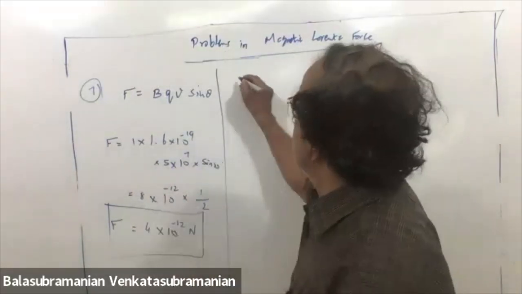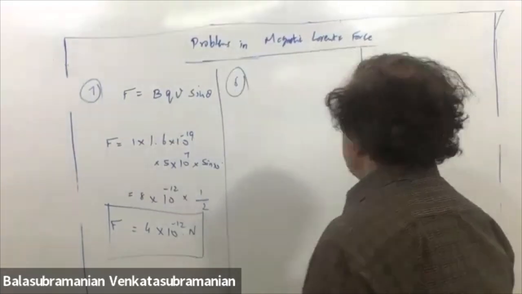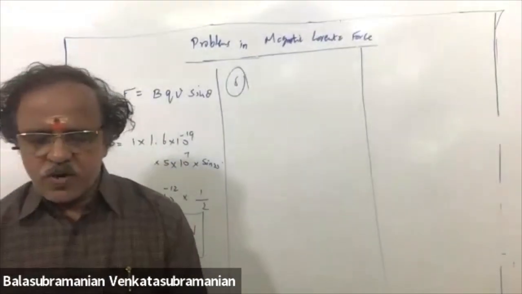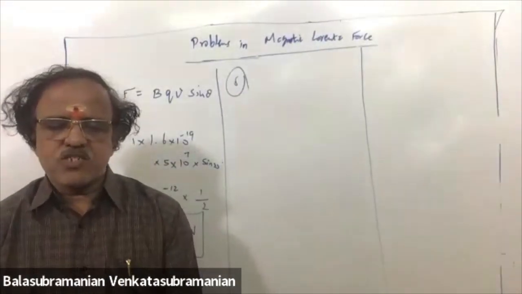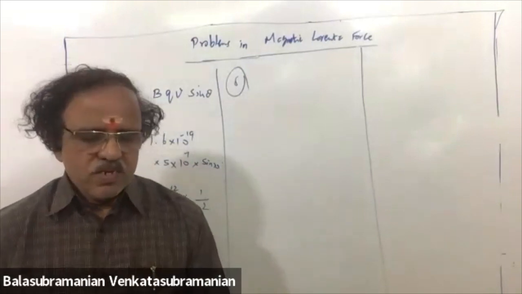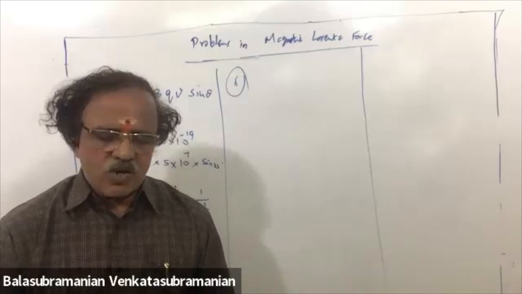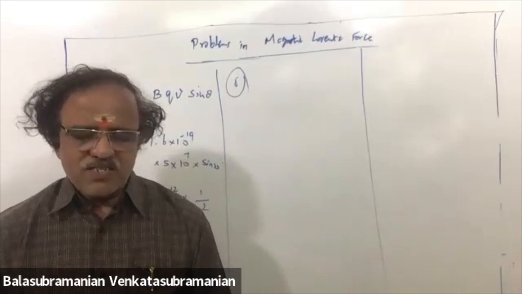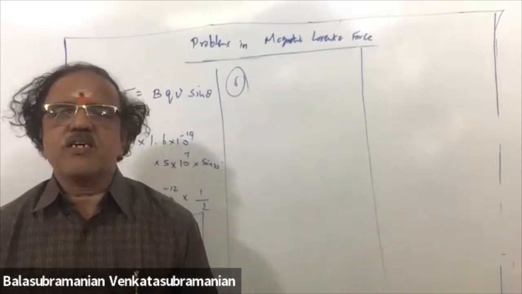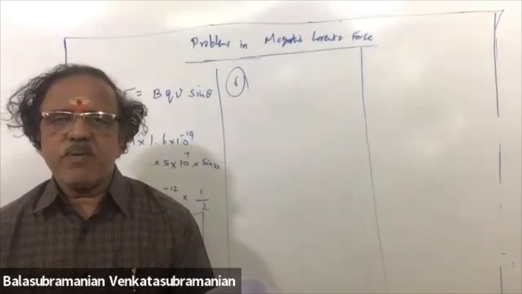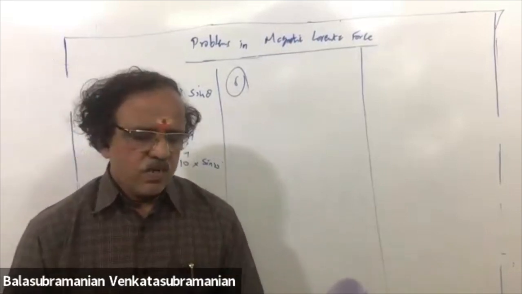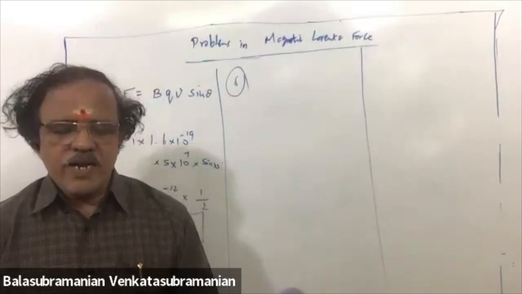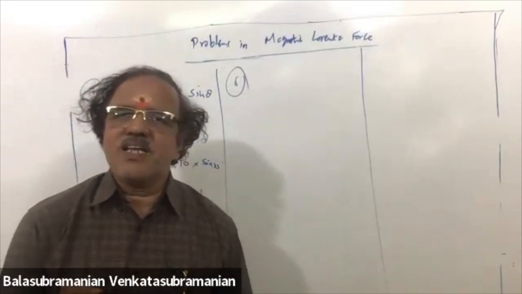Okay. Next, eighth problem. An alpha particle of mass 6.65 into 10 power minus 27 kilogram, charged twice that of an electron but of positive sign, travels at right angles to a magnetic field at a speed of 6 into 10 power 5 meter per second. Magnetic field is 0.2 Tesla. Calculate the force and the acceleration of the alpha particle.